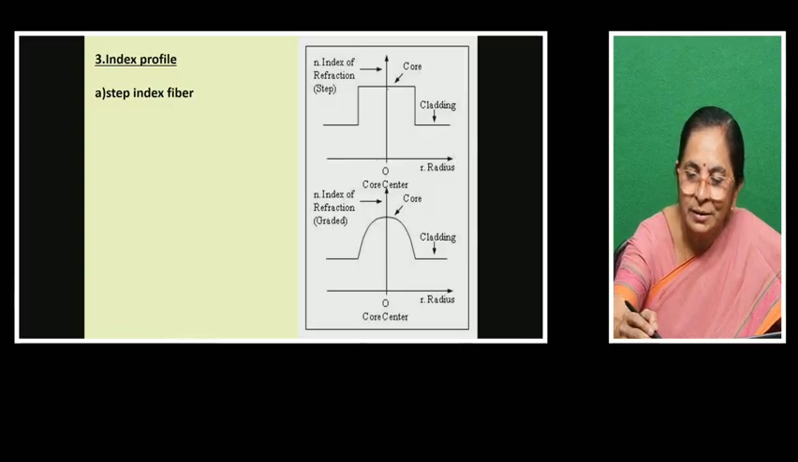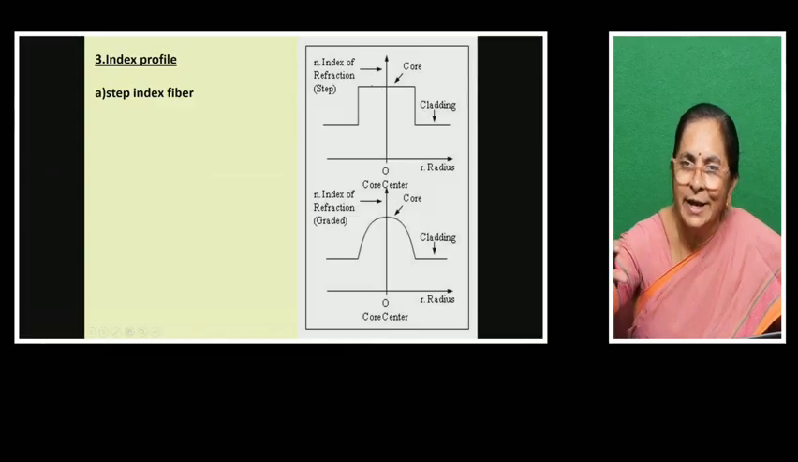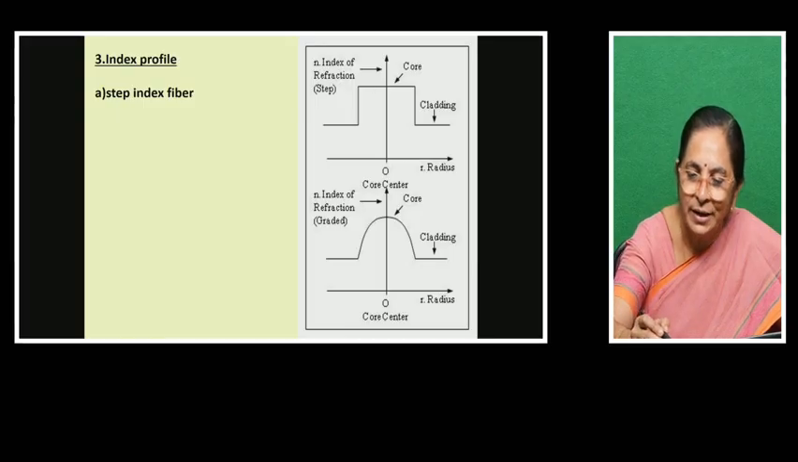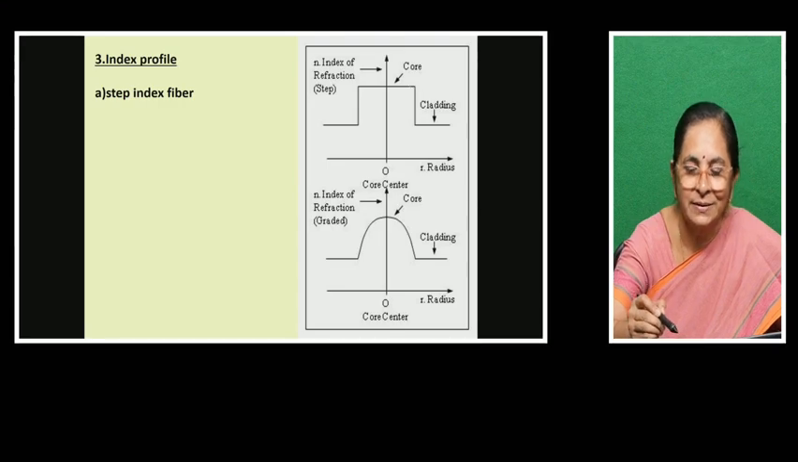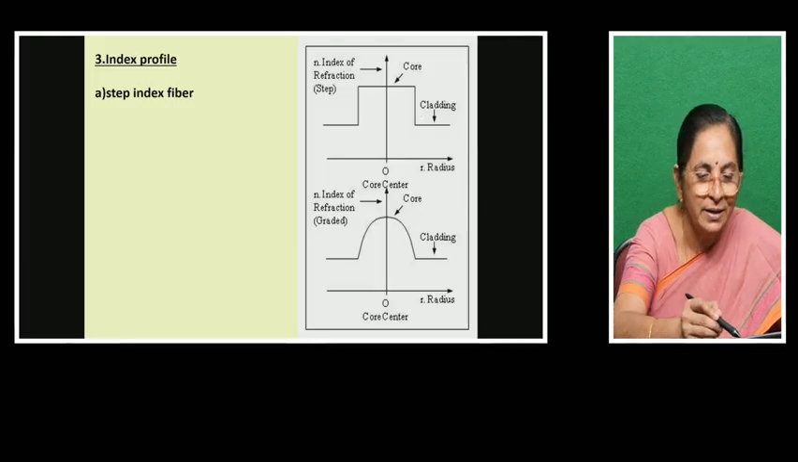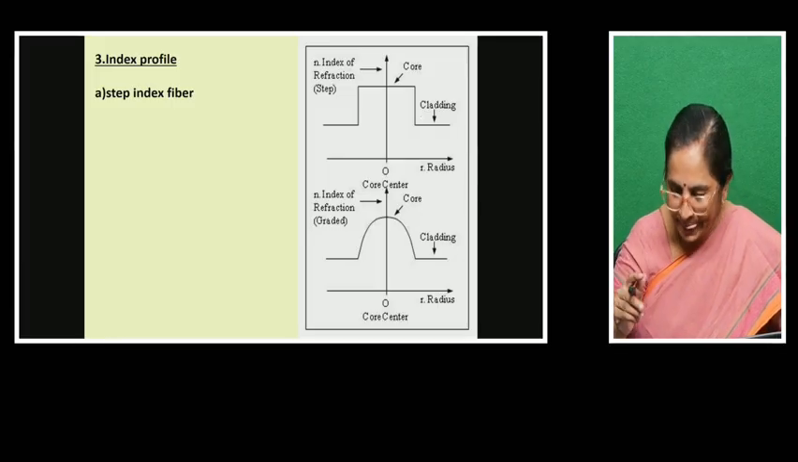So if you take the core, it's a cylindrical cable, so the cross section will be circular in nature. The core will be having the same refractive index, and the refractive index will be higher than the refractive index of the cladding. So the refractive index is a step higher than the refractive index of the cladding. That is why it is called step index fiber.